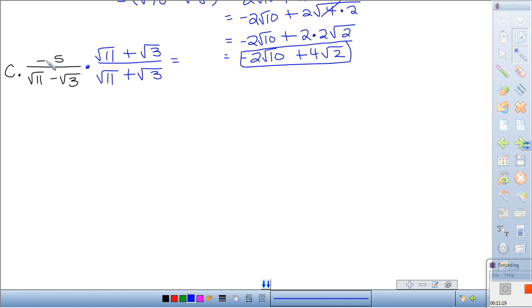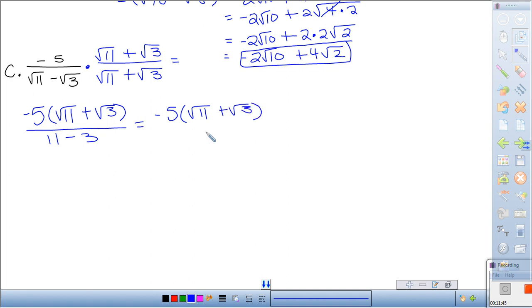So then we just multiply across: negative 5 times the square root of 11 plus the square root of 3, divided by, and then when you FOIL these out, you'll always end up with these numbers pop out of the radicals, and you find the difference of them, 11 minus 3. So then I have negative 5 times the square root of 11 plus the square root of 3, divided by 11 minus 3, which is 8. Now in this case, 11 is a prime number, 3 is a prime number. There's nothing I can pull out of these radicals. Also, negative 5 and 8, you can't simplify.